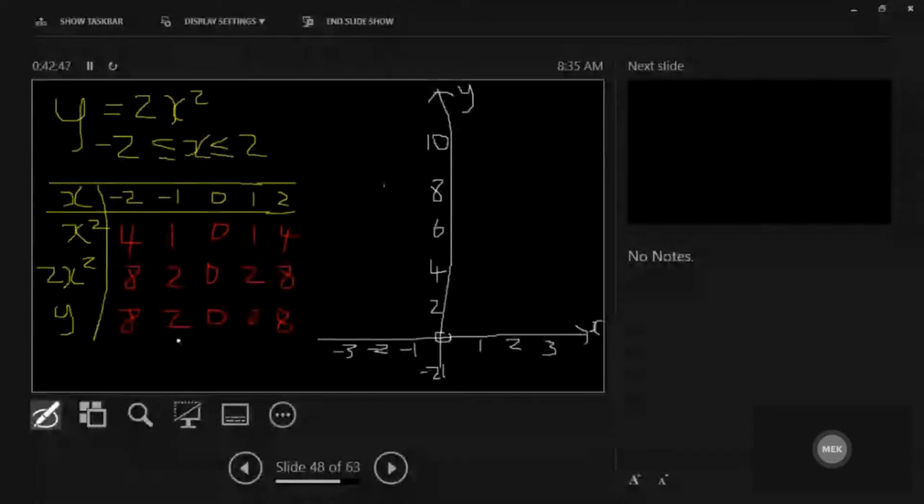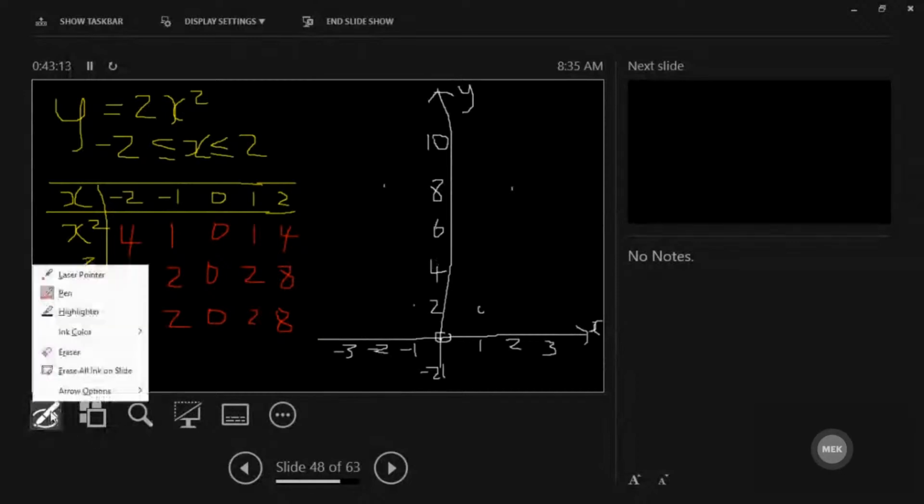-1 on the x to 2 on the y. So -1 to 2. 0 to 0, so that's right there at the center. 1 on the x to 2 on the y, so 1 to 2, and 2 on the x, 8 on the y, so 2 up to 8.